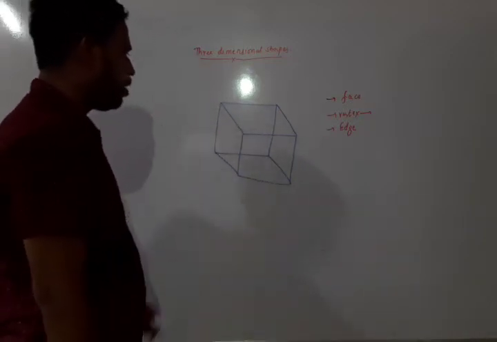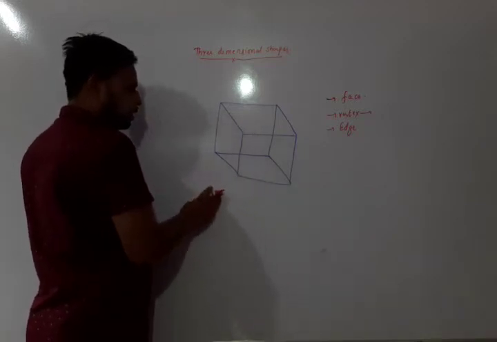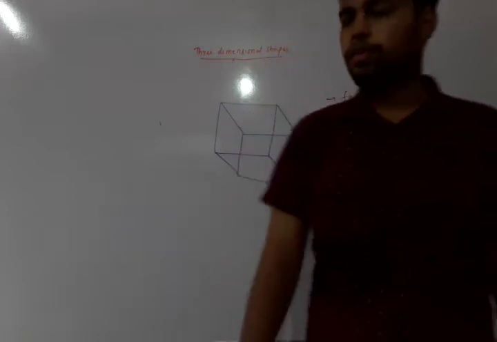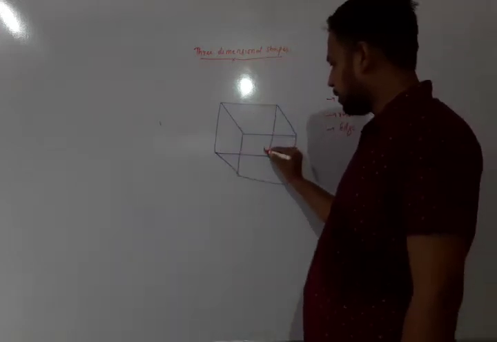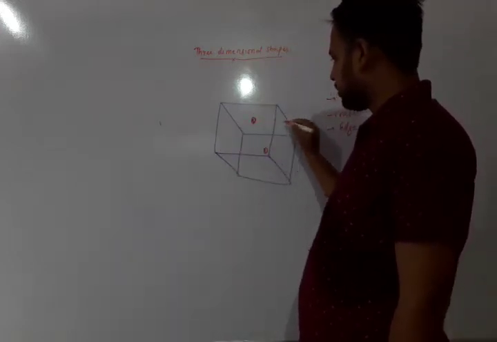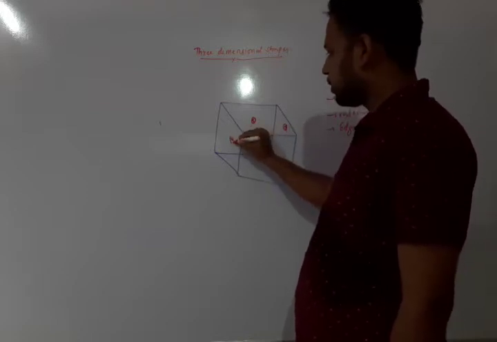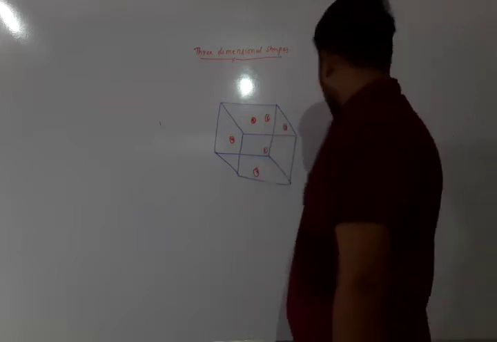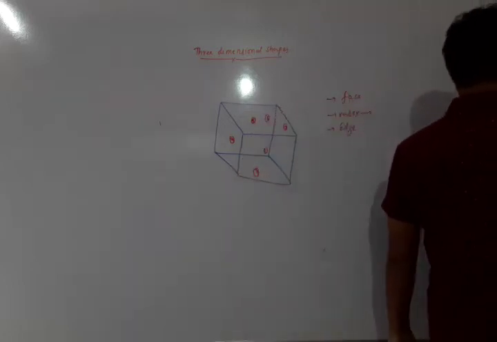Suppose a cube is made of 6 square faces. How many? There will be 6 square faces. How? This one will be the front, this will be second, third, fourth, fifth, and the upper one will be sixth. I am taking an example. Let us see.